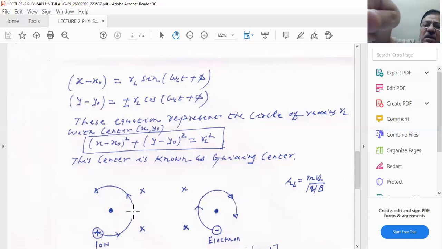This is my thumb, which is kept along the z direction. Along the z direction means your magnetic field is going into the plane of the paper. So please keep your right hand with your thumb along the field direction, and your field is going into the plane of the paper. So the curvature of your fingers indicates the direction.